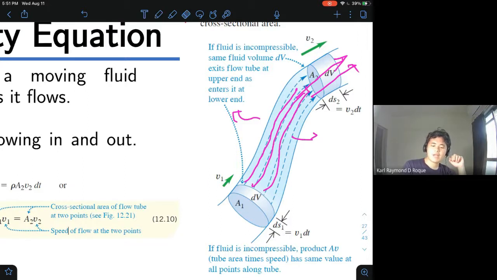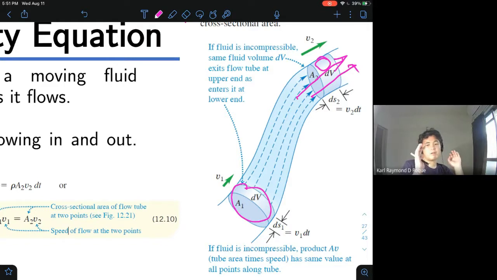Kailangan at a given time, at a given same amount of time, di ba, isipin nyo, same amount of time. Tingnan nyo tong element na to, tingnan nyo tong element na yan. The amount of water passing through them, or at least at any point, dapat pare-pareho. I hope you get that meaning. So now let's derive.